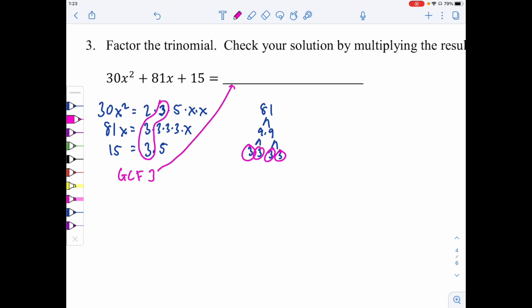Okay, so we put that in the front, 3. And we look at what's left over. Right? So we have 10x squared, 27x, and 5. So that's our leftovers. So we put that in here, 10x squared plus 27x plus 5.